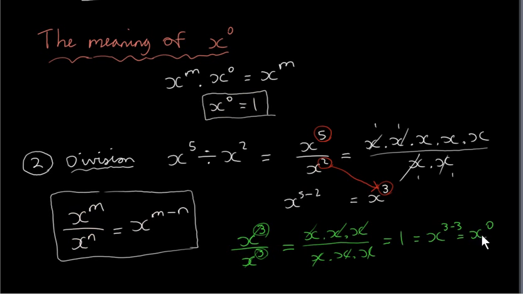And of course, x can be any number. 2 to the power of 0 is 1, 7 to the power of 0 is 1, minus 10 to the power of 0 is 1. The only problem is 0 to the power of 0, but we needn't worry about that. You won't see that.